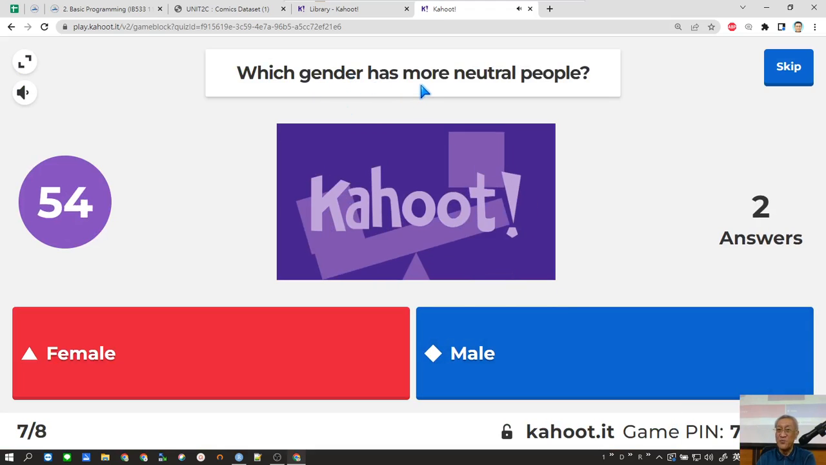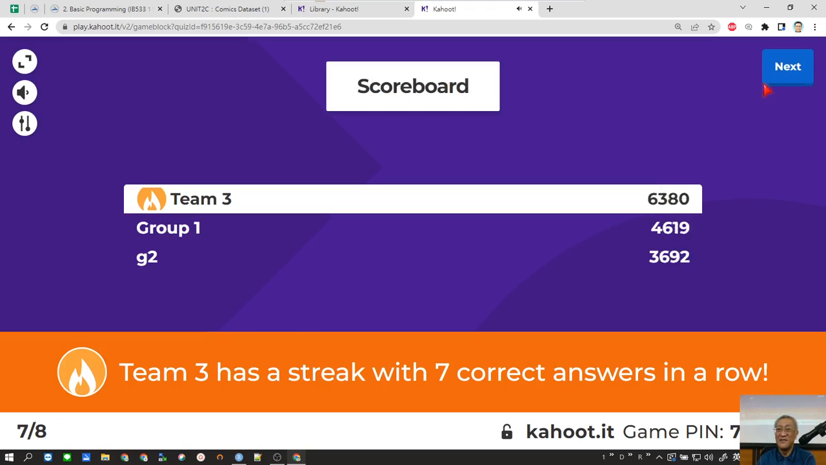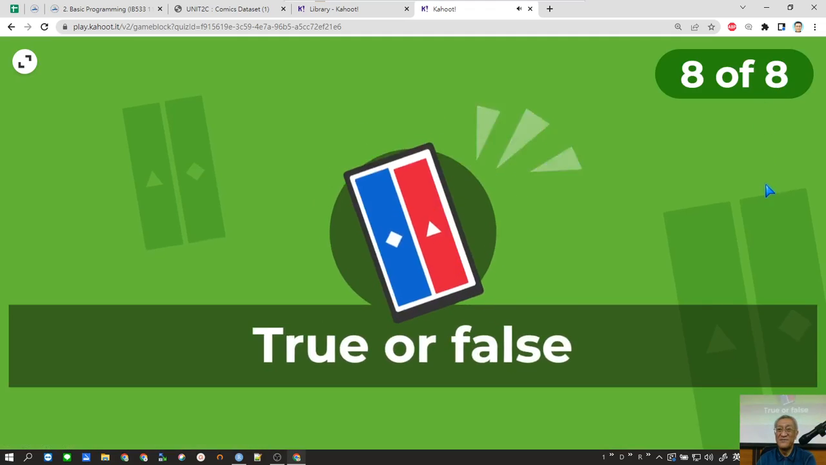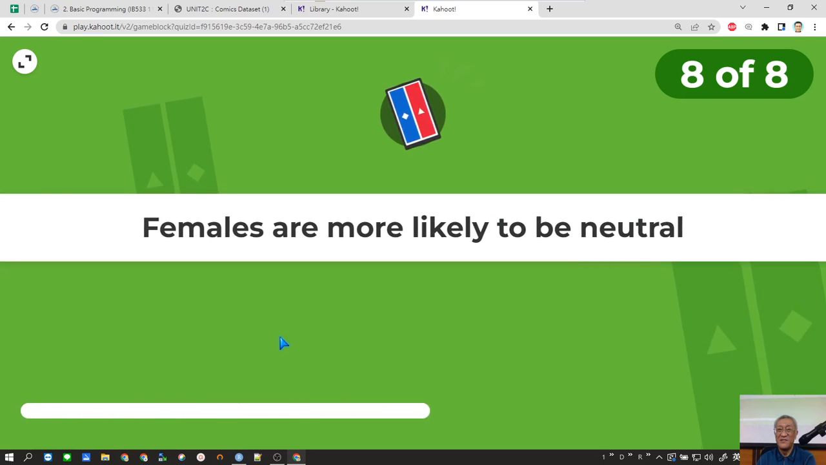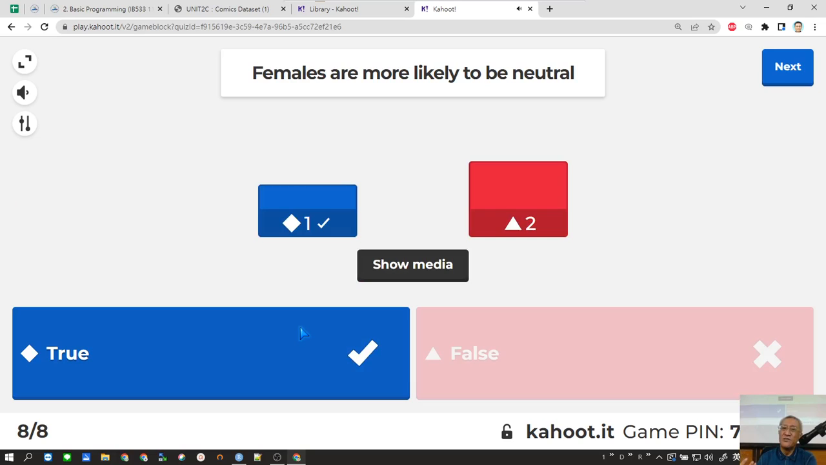Which gender has more neutral people? Male? Okay. Now this is a little bit tricky, right? Think about it. Are female more likely to be neutral? Now, which table should we look into?